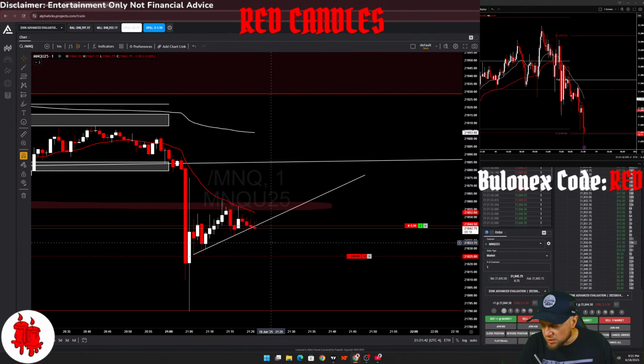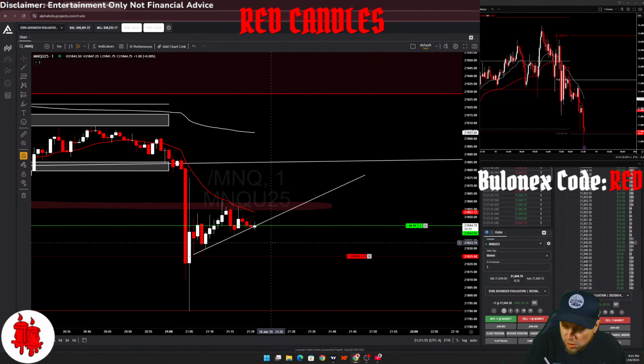China bank injects 203 billion yuan via 7-day reverse repo at 1.40% versus prior 1.40%. Okay, whatever that means.